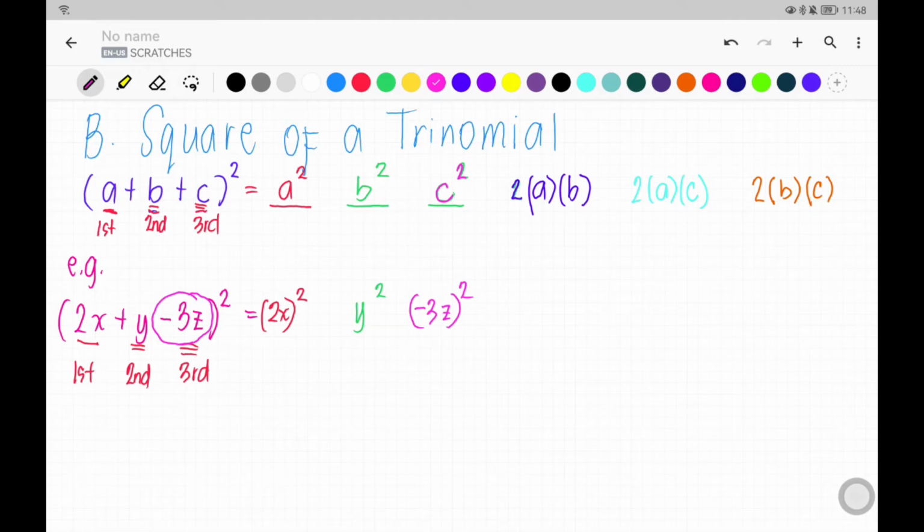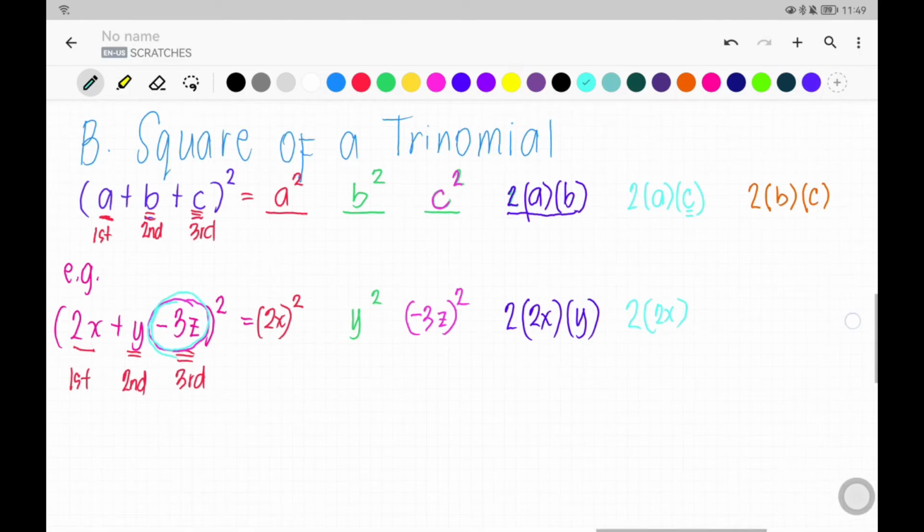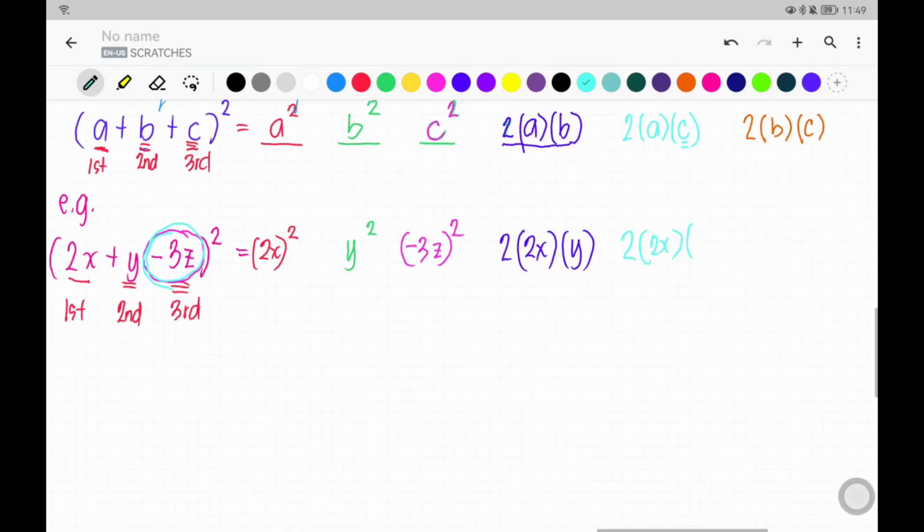Tapos, ang sunod natin gagawin ay, yung 2, ito na tayo. Yung 2, i-times natin ngayon sa first term, which is your 2x, times natin sa b, which is y. Then, ang sunod, follow the pattern. Yung 2, i-times natin sa a, which is your 2x. And then, i-times natin sa c. Ang c natin ay yung ito. You just have to be careful with the sign again. So, that will be negative 3z.